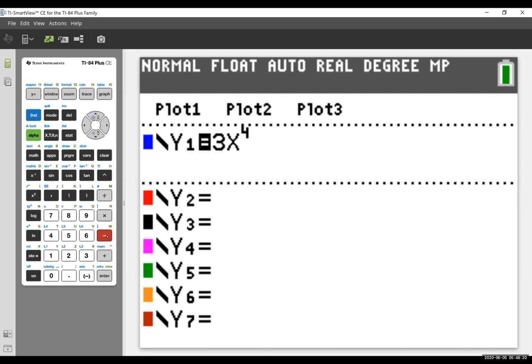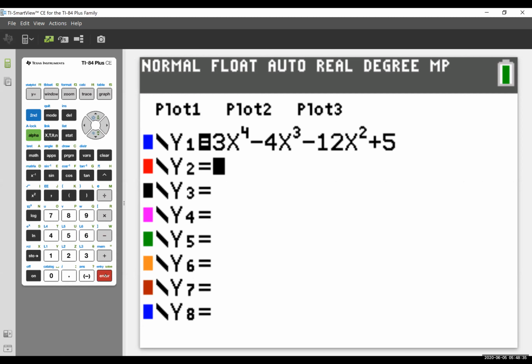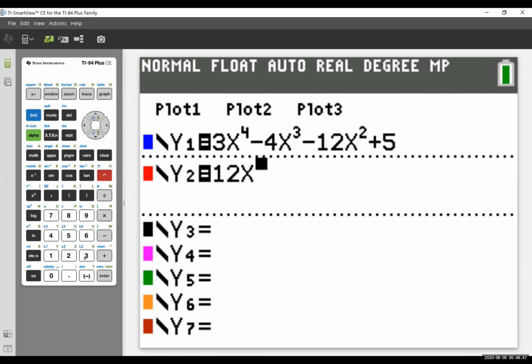So I have 3x to the 4th minus 4x cubed minus 12x squared plus 5. And then we always look back to make sure we've entered everything correct, double check, triple check. So that's the original function. And now my derivative is 12x cubed minus 12x squared minus 24x. And I believe that's it. Don't forget that x though.